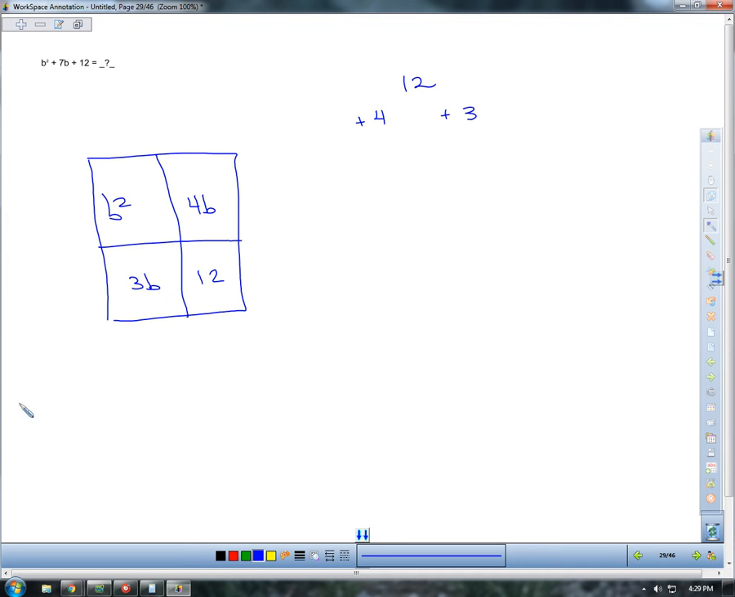and put them in here. Okay, b times b equals b squared. 4b divided by b is 4. 3b divided by b is 3. So when I have b plus 4, and b plus 3. There's my first answer.